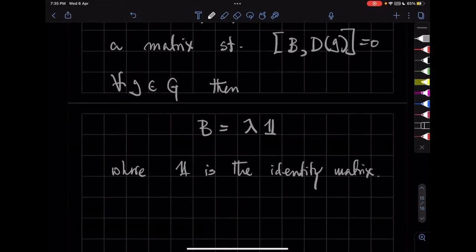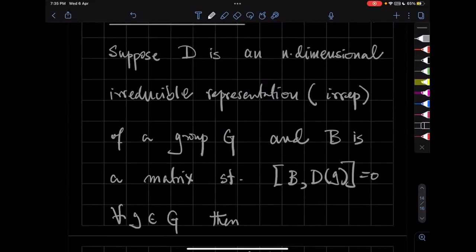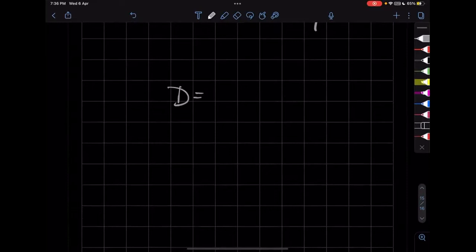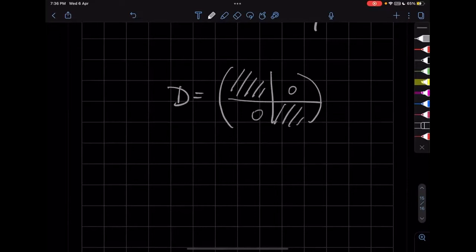So suppose I give you a representation of a group which is irreducible, meaning that it cannot be broken down into smaller parts, right? So when is a representation reducible? When you can find a similarity transformation such that the representation takes this form for all g's. If this is not possible, then that representation is irreducible.